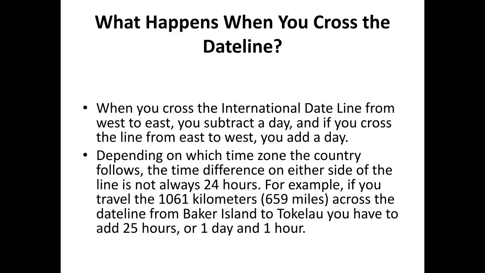What happens when you cross the international dateline? When you cross the international dateline while flying in the air, or going by ships or by any other means of waterways from west to east, you subtract a day. That means while going from west to east, you are going to lose a day.